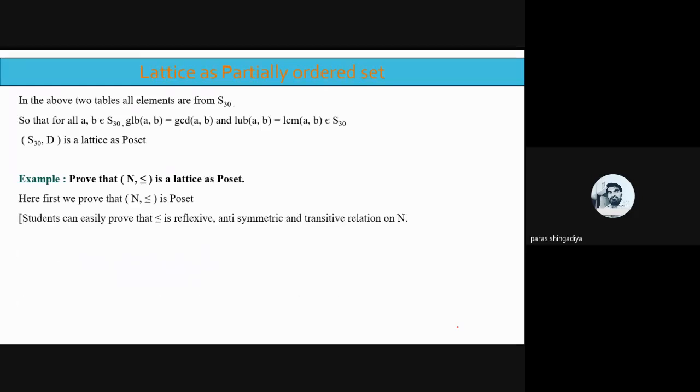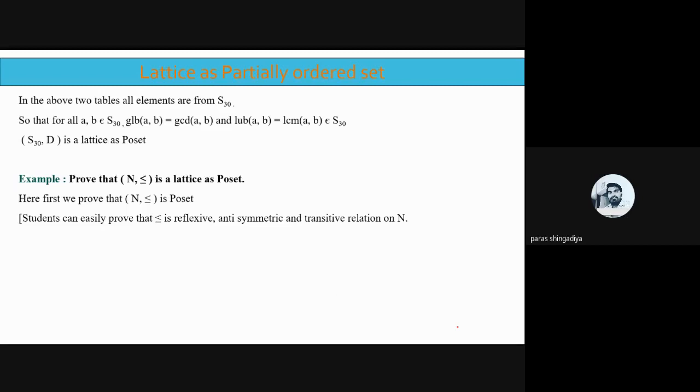So first you have to prove that it is a poset. You can easily prove that, and that type of question we already discussed in the concept of partially ordered sets. We can easily prove the reflexive, antisymmetric and transitive relation on the set N. So just write it by yourself. If it is asked in the exam, suppose the final exam is descriptive, first you have to write the proof of poset.